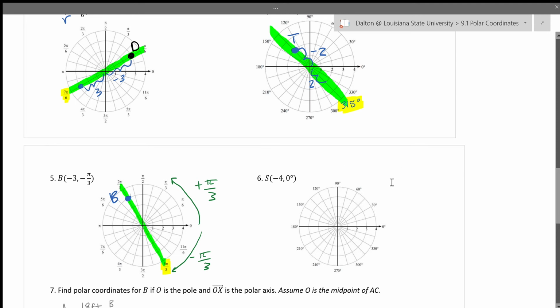Last one, point S. R is negative 4. Theta is 0 degrees. Well, this one's easy. Theta is 0. And then if it's at negative 4, that means instead of at the pole, so now we have our polar axis. So instead of going from the pole 4 in the direction of that 0 degrees, we're going 4 in the opposite direction. And then there we have point S.